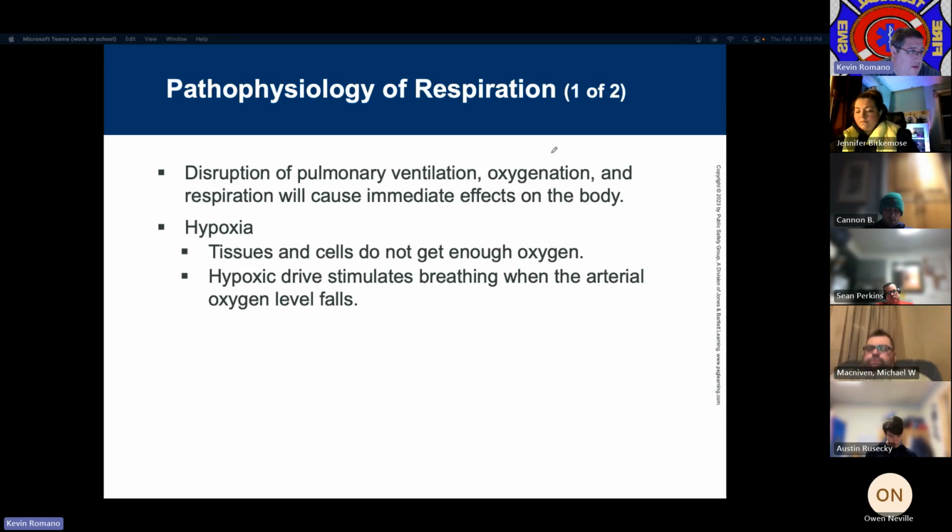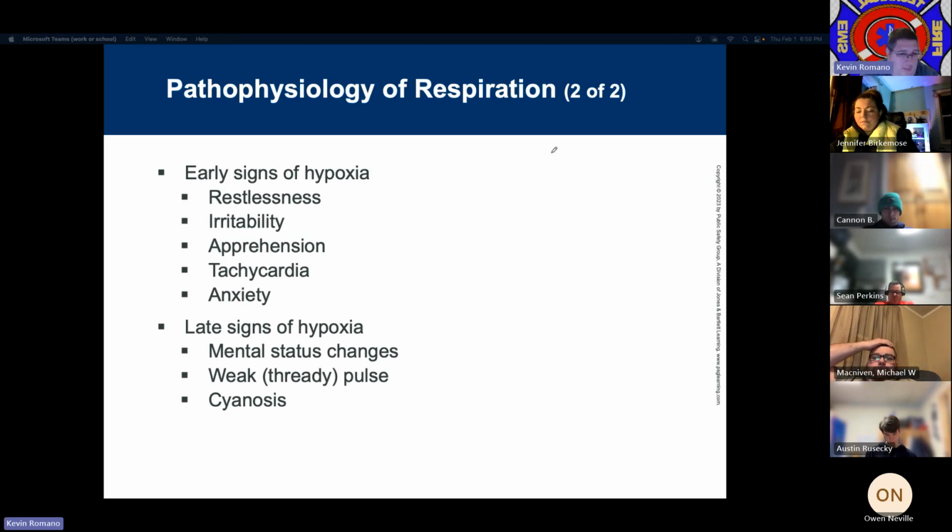So understand the definition of hypoxia, right? It's when the tissue cells do not get enough oxygen. Early signs of hypoxia, or onset and degree of tissue damage caused by hypoxia, often depend on the quality of ventilations. Early signs include restlessness, irritability, apprehension, tachycardia, and anxiety. Late signs of hypoxia include mental status changes, because now our body's not getting enough oxygen to the brain, we start becoming confused. A weak, thready pulse, and cyanosis are late signs of hypoxia.